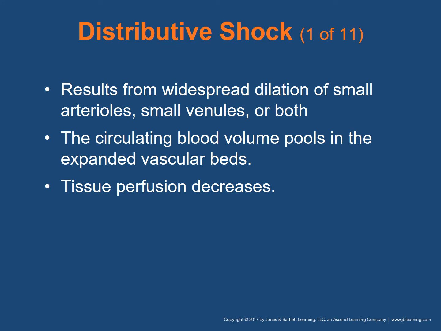So distributive shock, our next kind of shock, occurs when there is dilation of the small vessels, so the arterioles and the venules, or even both. And what happens when these areas dilate is that the blood doesn't move into the capillary bed to allow gas exchange to occur. It just sits and pools in those dilated vessels, and as a result you have a decrease in your tissue perfusion.